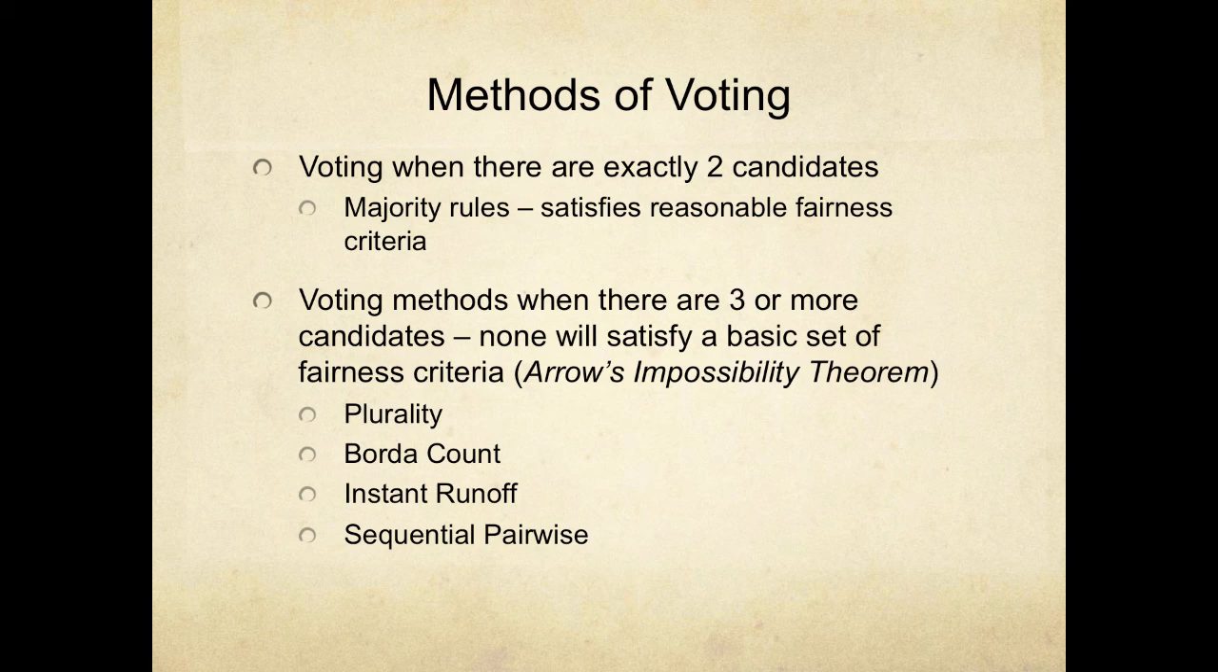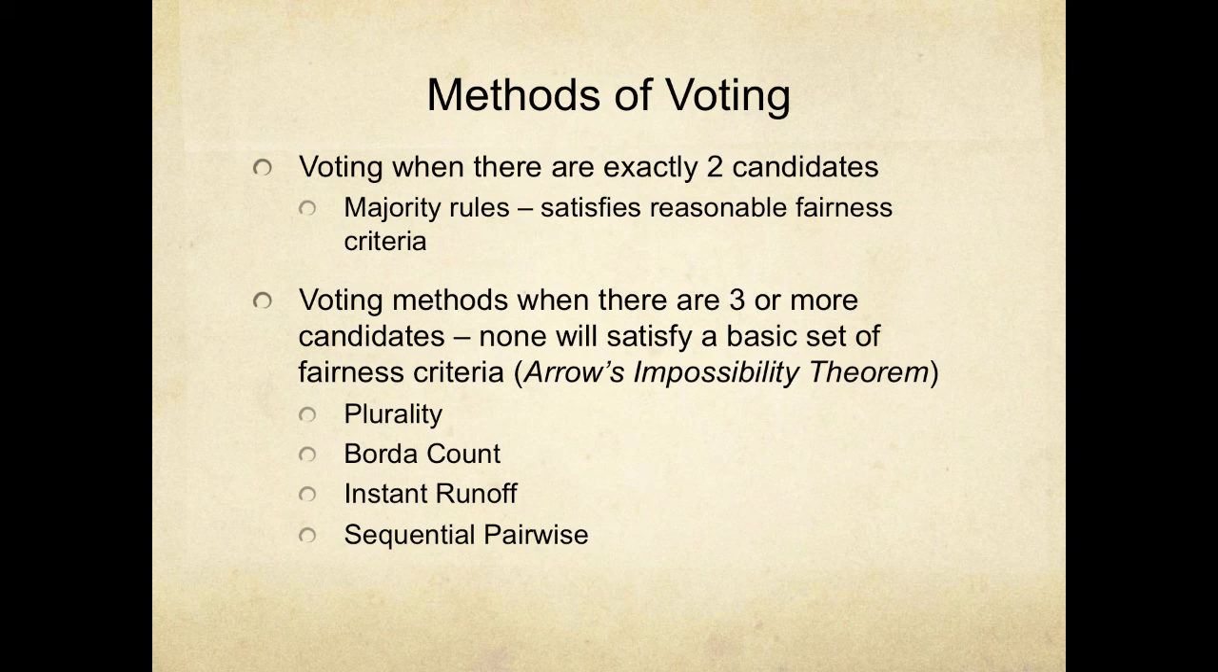So if we sort of discount that possibility, voting with two candidates, you can look for the candidate with a majority, and that is a method of voting that will satisfy all sorts of different conditions of fairness that we will look at as this video progresses. Majority rules will satisfy all of those, but we don't use majority rules when we are voting with three candidates, because there may be nobody with a majority.